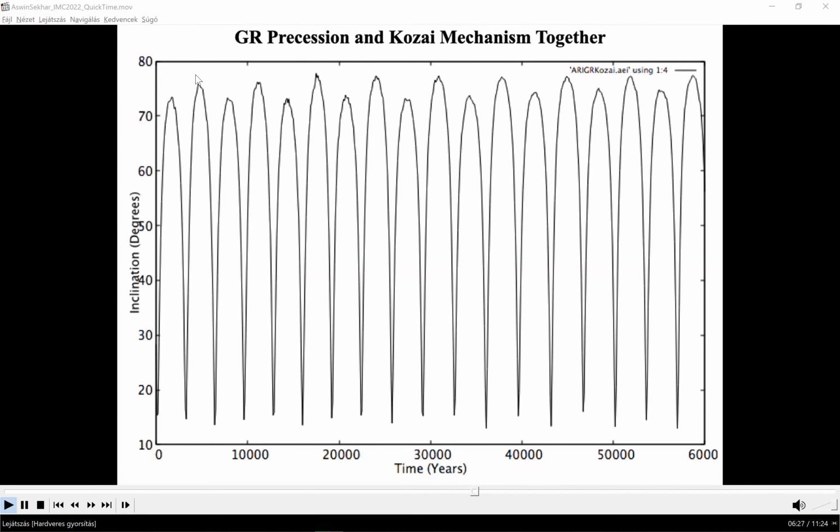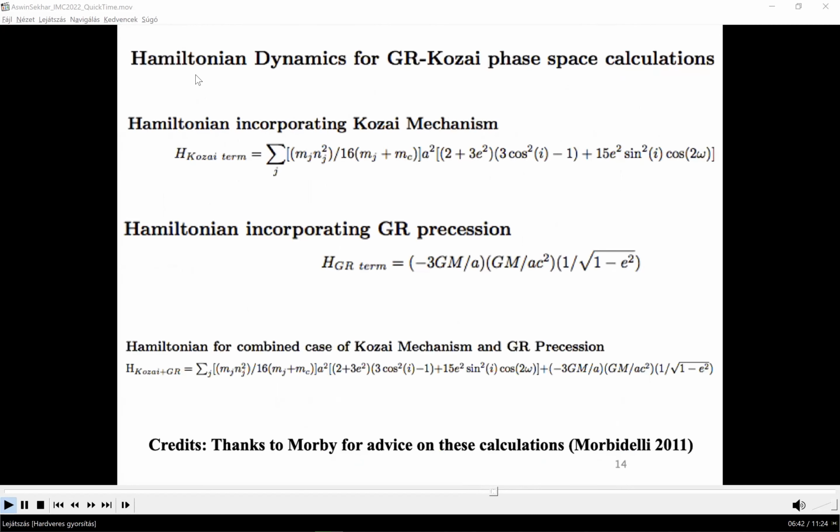So the GR precession, although it's a very small effect over time, it can actually sort of suppress and dominate over this Kozai mechanism when it comes to long time scales. And it can change the evolution of the body altogether.